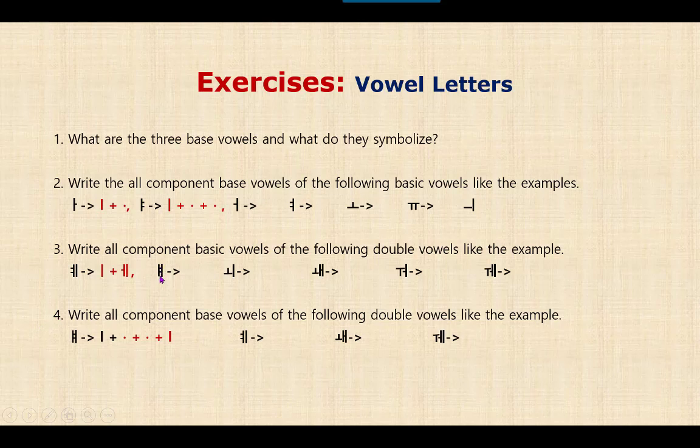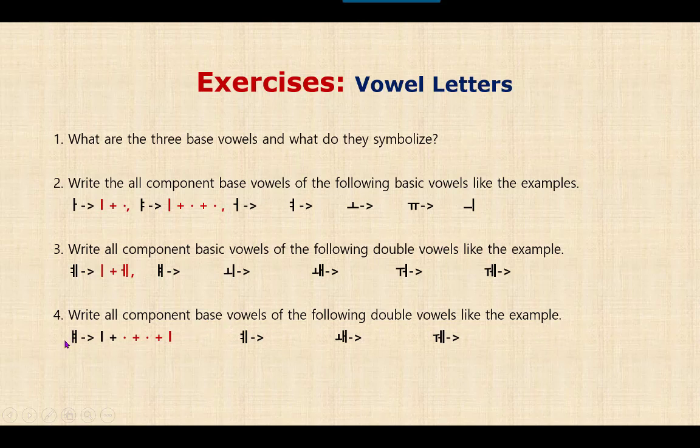Ya plus E. This one is easy. O plus E. This one? O plus E. This one? O plus A. This one. O plus yeah. Right? And finally, write all components, base vowels, of the following double vowels like the example.